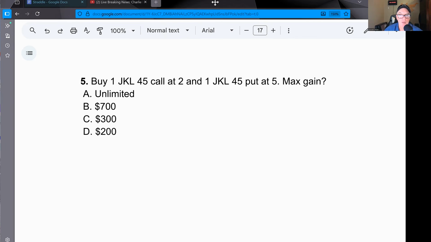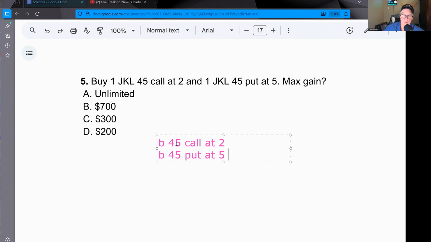Super duper easy. Buy a 45 call at 2. Buy a 45 put at 5. So we're going to add them up. That's 7. Then we're going to go 7 up, like the drink. So 45 plus 7 is 52. And we're going to go down 7. So that's 38, right? 38, not 28.